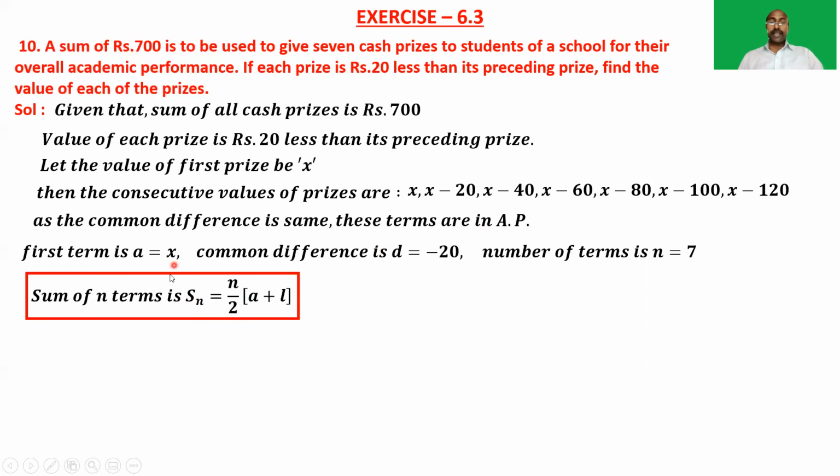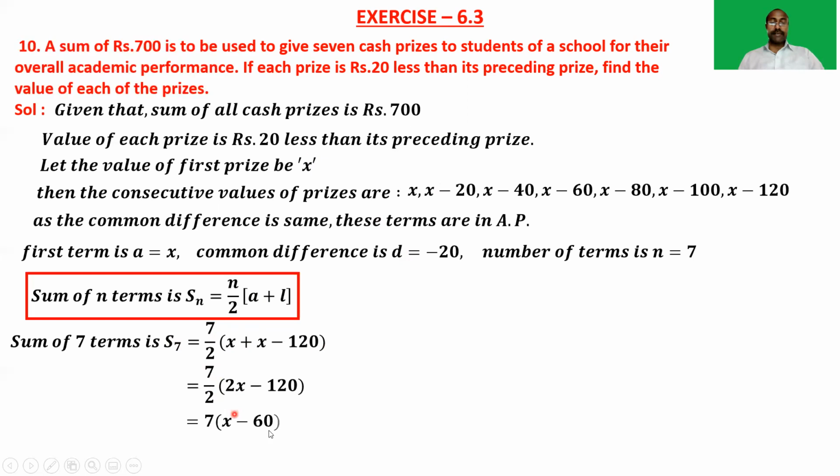So by substituting all these values in this equation, 700 is equal to the sum of 7 terms, S7, which is equal to 7 by 2 into (x plus x minus 120). But the sum of 7 terms is nothing but the sum of all cash prices, which is equal to 700. So simplify this: 7 by 2 into (2x minus 120), that is 7 into (x minus 60).